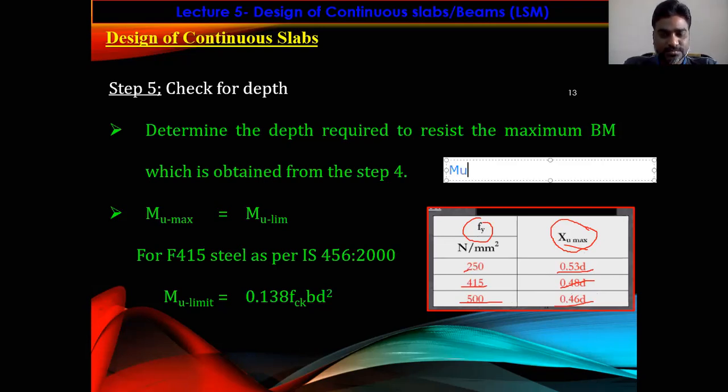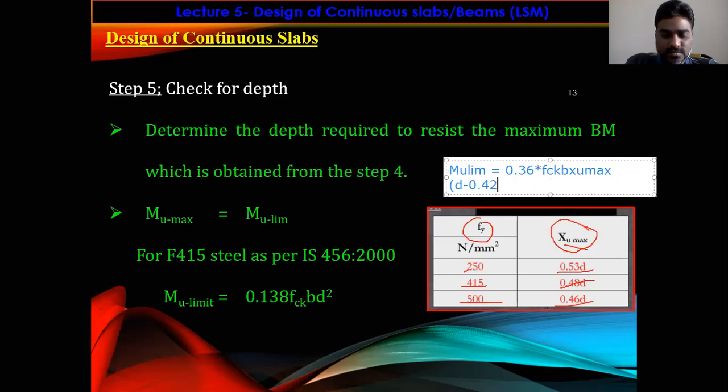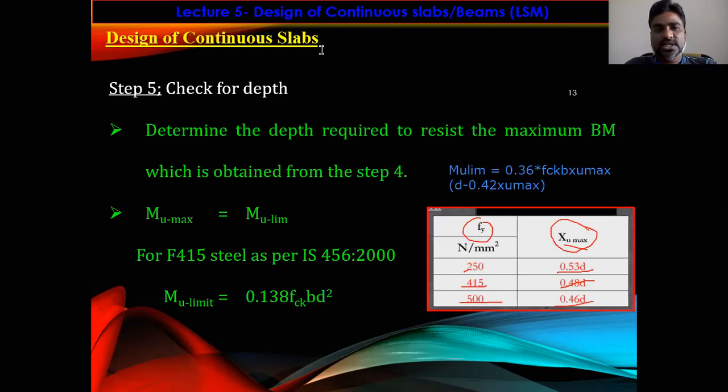New limit equal to 0.36 f_ck b x_u,max (d − 0.42 x_u,max), right? So in this equation, just substitute x_max. In the present case, our grade of steel is Fe415, so substitute x_u,max = 0.48d here and here, and simplify it. You will get this equation.